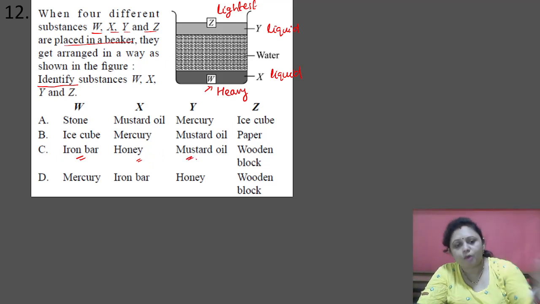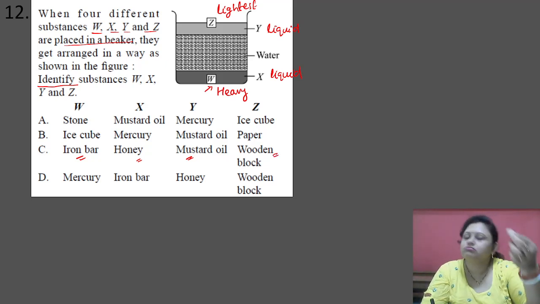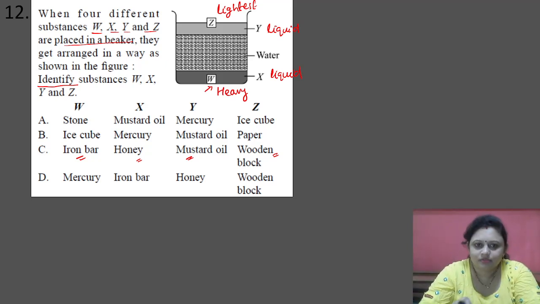That's why it is forming the upper layer. Say the wooden block, which is lightest, that's why it is floating on the top. Right? Yes. So which one is the correct option?